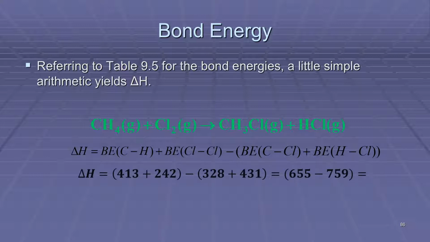So a C-H bond is 413, a Cl-Cl bond is 242, so that sum will equal 655. And then a C-Cl bond is 328, an H-Cl bond is 431. If we add those together, we get 759. And so 655 minus 759 gives us a delta H of negative 104 kilojoules. So this is an exothermic reaction, and we found the delta H by doing that. I hope that makes sense.